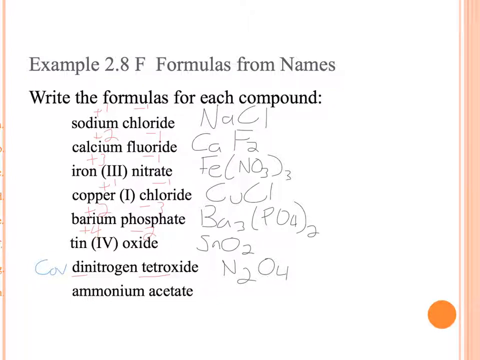Ammonium acetate. Ammonium is a +1 ion. Acetate is a -1 ion, so we just need 1 of each. NH4 is ammonium. CH3COO, and you'll recall there's 2 different ways to write that. C2H3O2 is the other one. NH4CH3COO, ammonium acetate. There's no way around it. You just need a lot of practice with these to name a lot of things throughout the year. And you need to get really good at it.